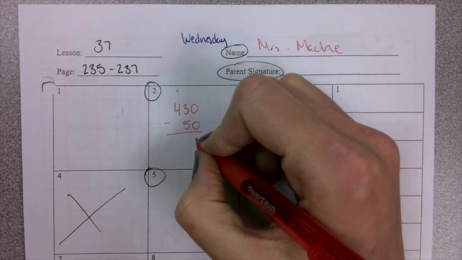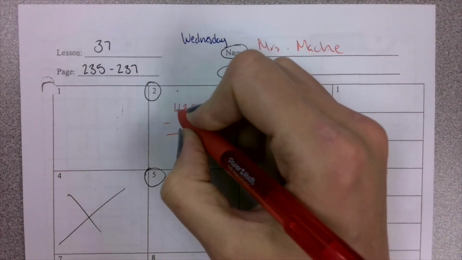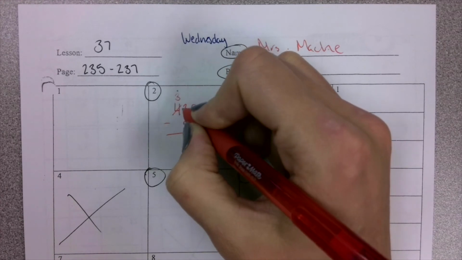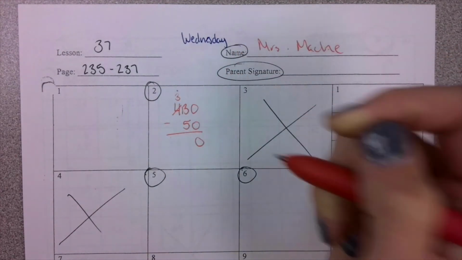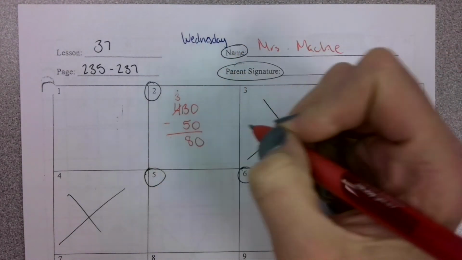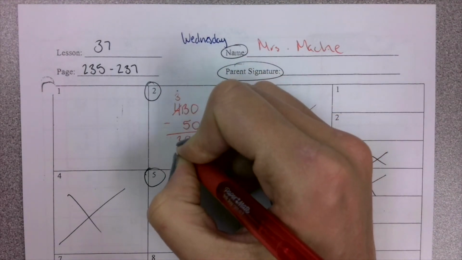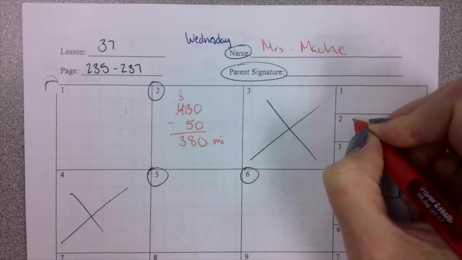0 minus 0 is 0. 3 minus 5, can't do that. Cross out the 4, make it a 3. Change the 3 into 13. 13 minus 5 is 8. 3 minus nothing is 3. So we get 380 miles.